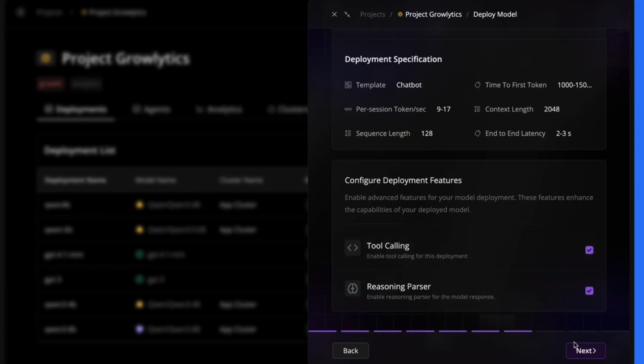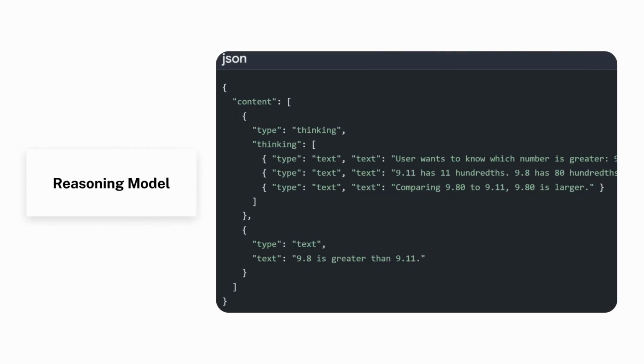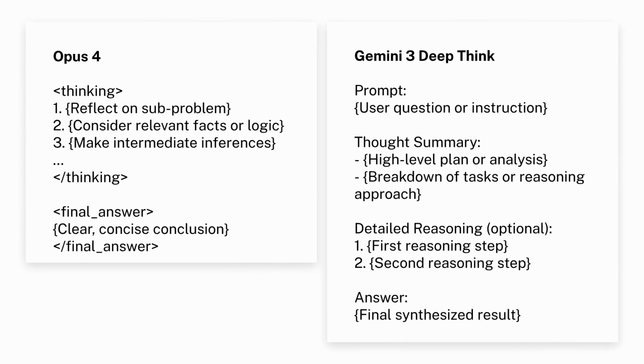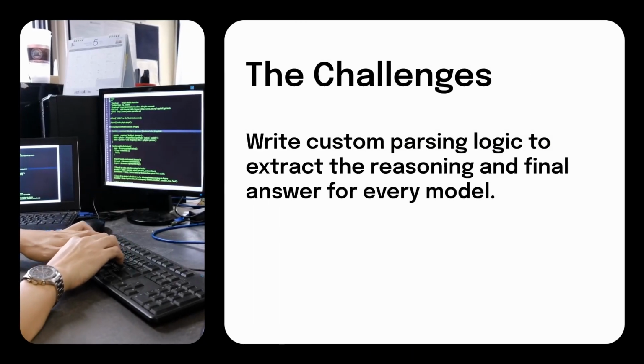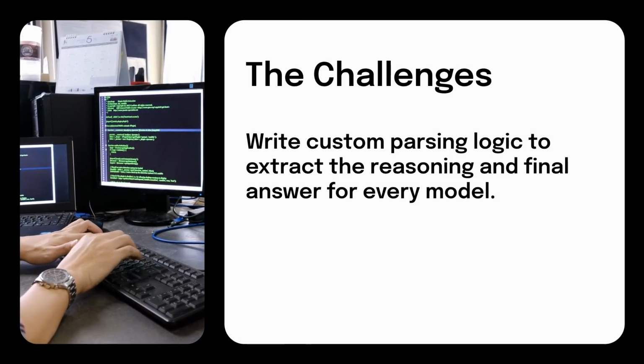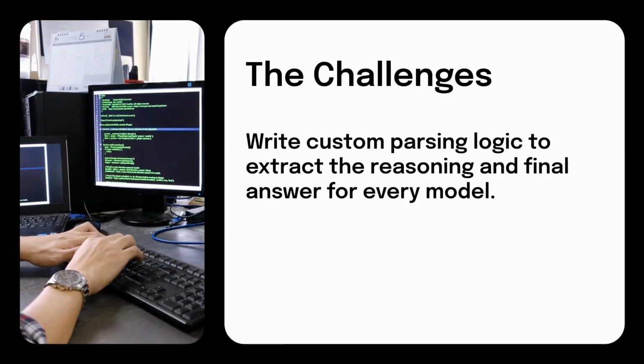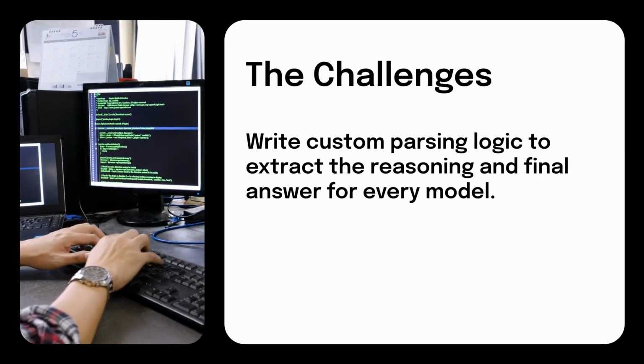The reasoning parser works very similarly to the tool parser. By default, reasoning models often return both their internal thinking steps and the final user-facing answer in the model response, all bundled together as a single string. Each model has its own way of marking this: different tags, different casing, different templates. If you integrate this directly, your UI might show internal reasoning to end users, or you'll be forced to write custom parsing logic to extract the reasoning and final answer for every model.